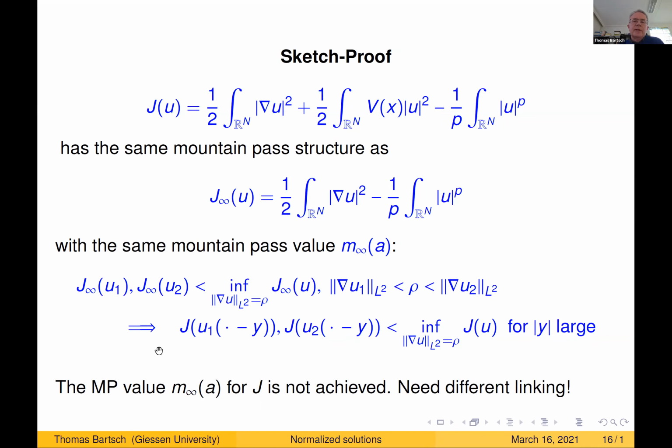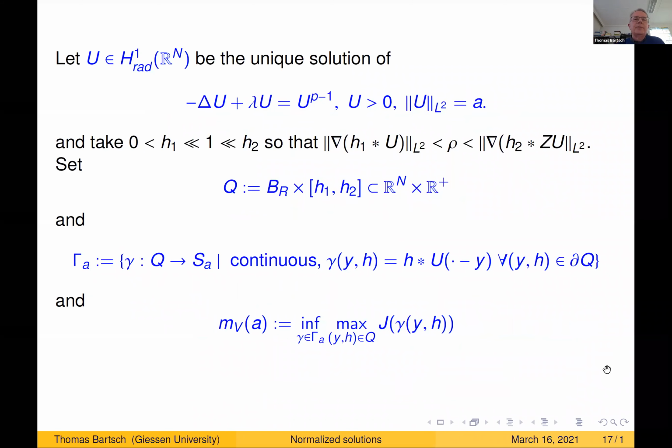So the mountain path structure is the same, with the same mountain path value, but actually it is not achieved, because you see already here what happens. You have a vanishing for the mountain path value and also for Palais-Smale sequences. So first of all, that means we need a different kind of linking. Let me now describe the linking.